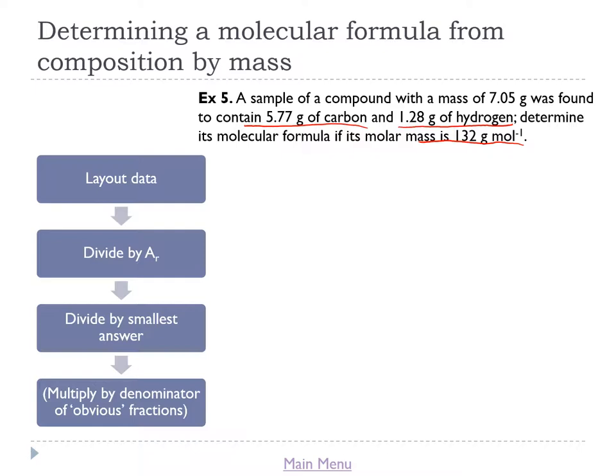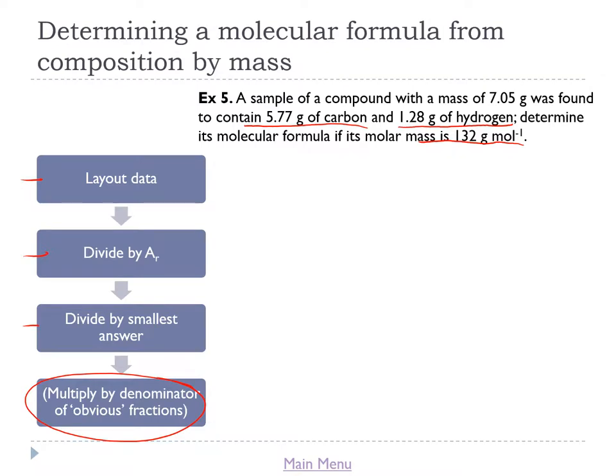And let's just remind ourselves of the process. We're going to lay out the data. We're going to divide by AR. We're going to divide by the smallest. And then we're going to multiply by the denominator of obvious fractions. This step will come into play on this one. So let's see what that will look like when we get to it.